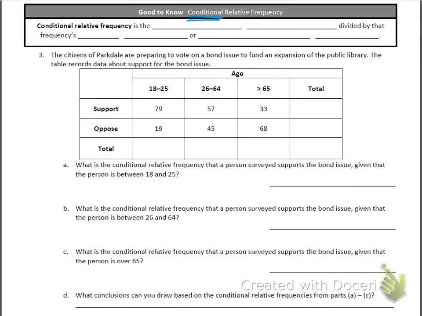So conditional relative frequency is the joint frequency divided by that frequency's row total or column total.